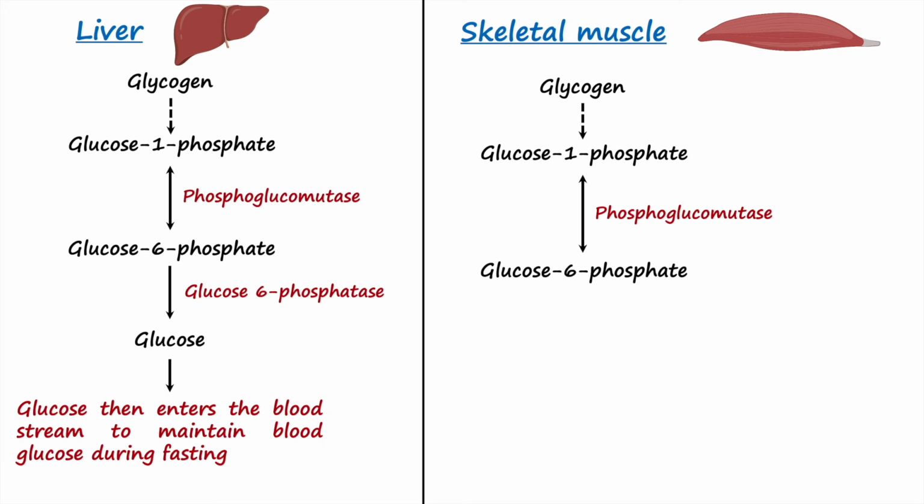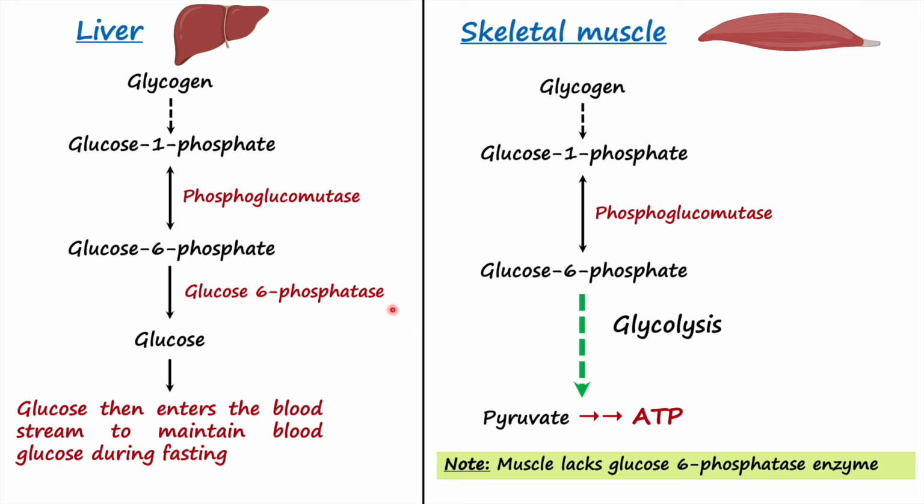Now it is a little bit different in skeletal muscle. Once glucose 6 phosphate is synthesized, it actually enters the glycolysis pathway to synthesize pyruvate, and pyruvate subsequently enters the TCA cycle to synthesize energy in the form of ATP. And there is a reason behind that. Skeletal muscle actually lacks the glucose 6 phosphatase enzyme, and because it does not have this enzyme, glucose 6 phosphate cannot be converted into glucose. Therefore, glucose 6 phosphate directly enters glycolysis to synthesize energy in the form of ATP.